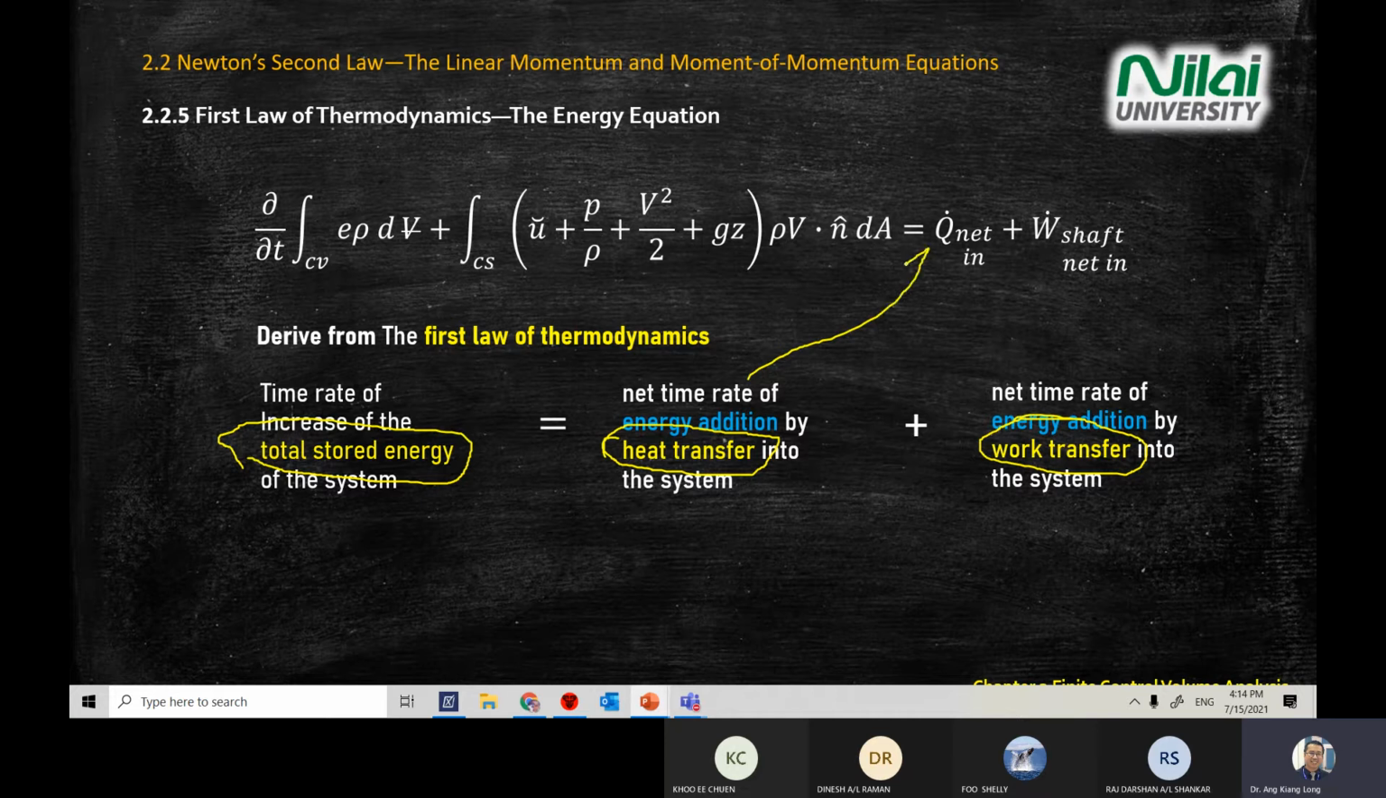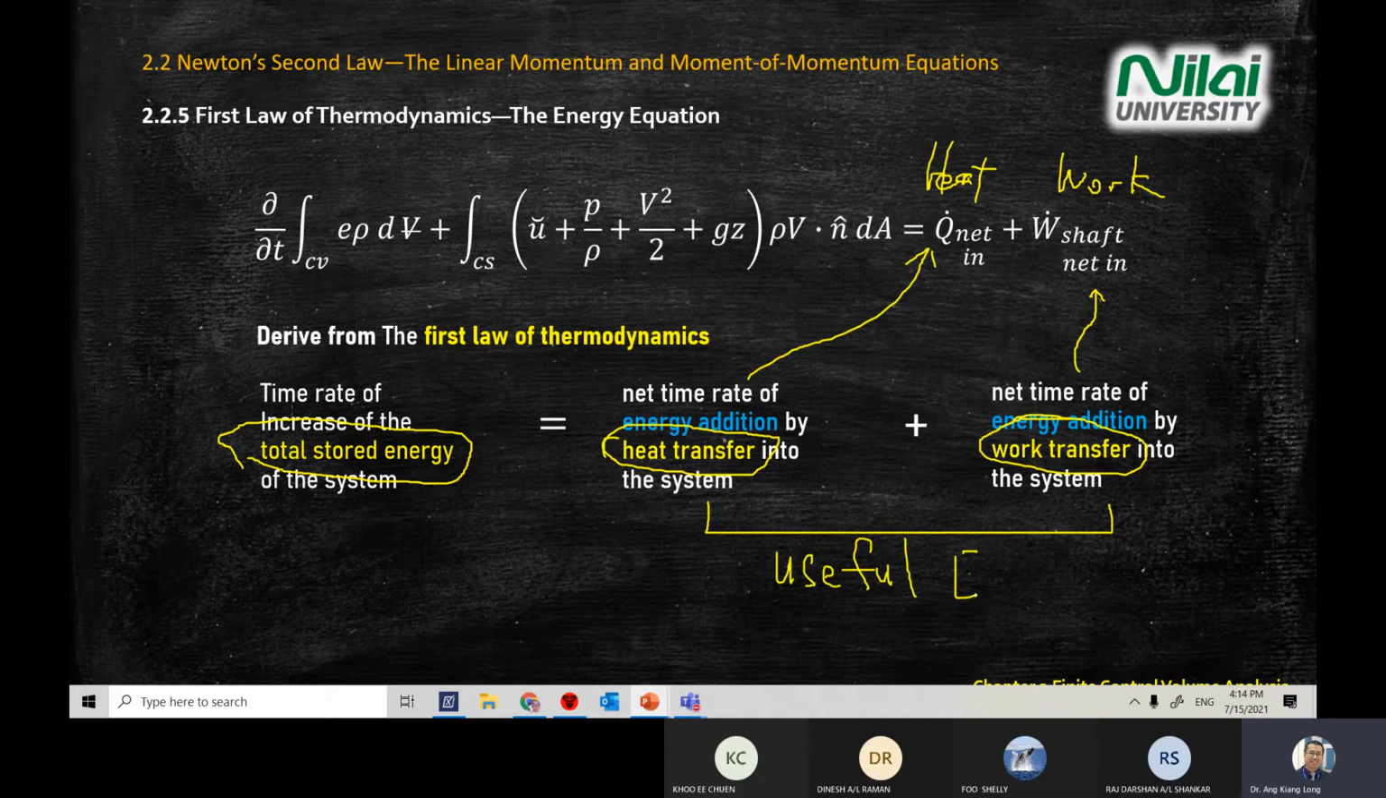So this one, the Q, you can see it as heat, not H, but you write it as heat. This one is your work. Now these two are what we call useful energy. What I mean by useful energy is you can use this to make some devices move, or to move something, or to generate energy and so on.